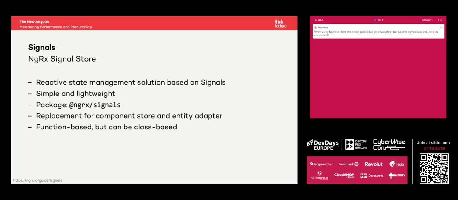Yeah, also the ecosystem has changed. So NGRX, for example, also offers a signal-based version of their store. It's in the package NGRX Signals, and is a great replacement for the previous component store and the NGRX entity adapter. And they also adopted this new functional approach, so you can still use classes, but you don't have to. You have the option to choose whatever suits your application and your architecture.